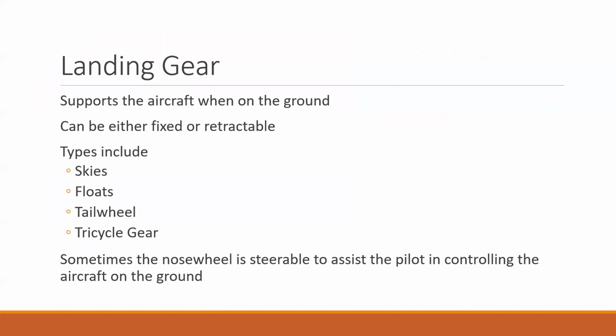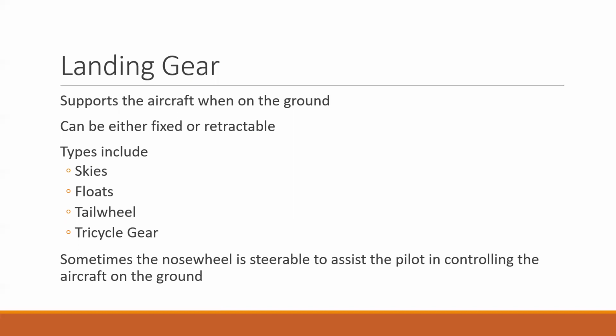So the landing gear. The landing gear obviously support the aircraft when it's on the ground. So in flight, usually they're either retracted if it's retractable, or if they're fixed, they just stick out there. Sometimes manufacturers will include coverings for the wheels so that they don't generate as much drag, or they make them retractable. There's a lot of different types of landing gear. So you got like your skis, floats, tail wheel, tricycle gear, a lot of different variants out there.